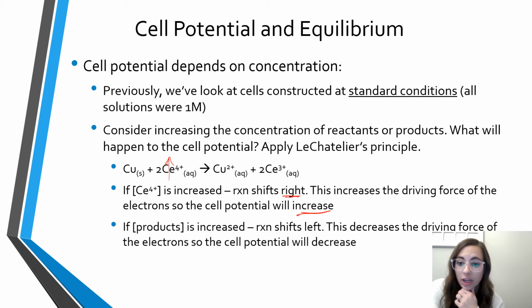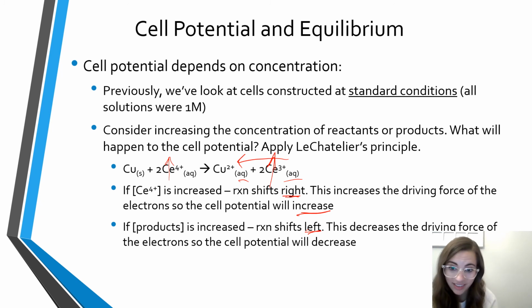Now, if I were to increase the concentration of either of the products, in this case, I can increase either because they're both aqueous. But if one of them was solid, remember, we can't change the concentration of the solids. It's only aqueous solutions that we can change the concentration of. But if I increase the concentration of the product, well, I shift left, which is going to work against the transfer of those electrons. And so that's going to decrease the cell potential.